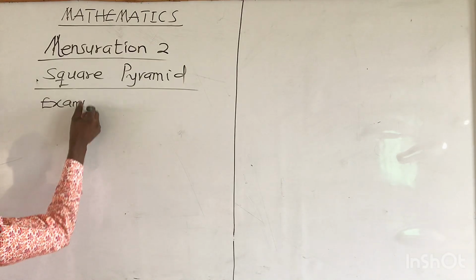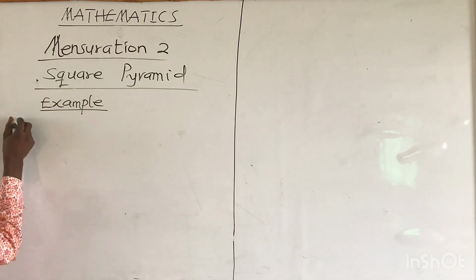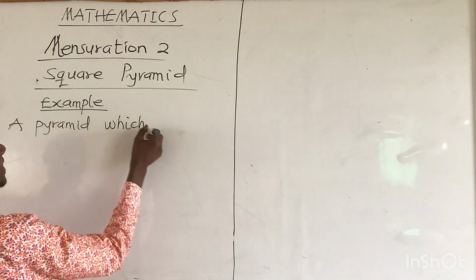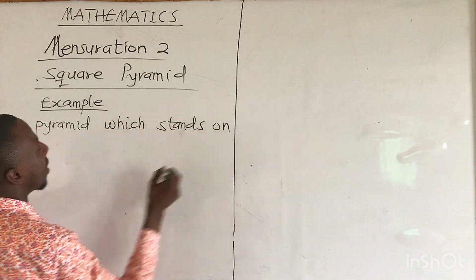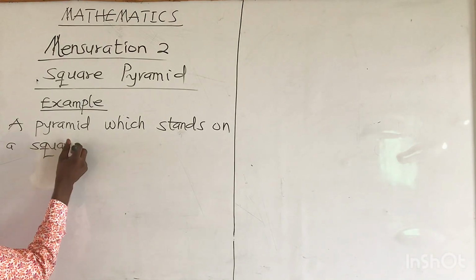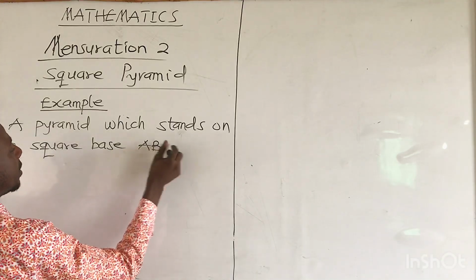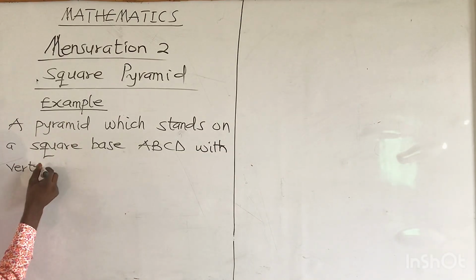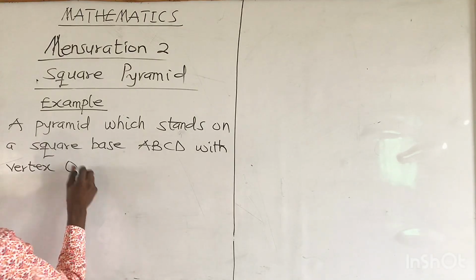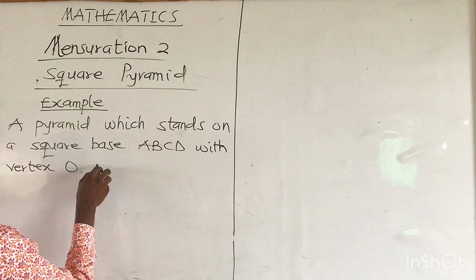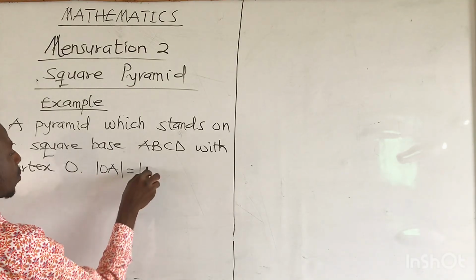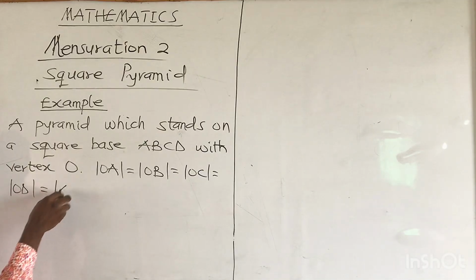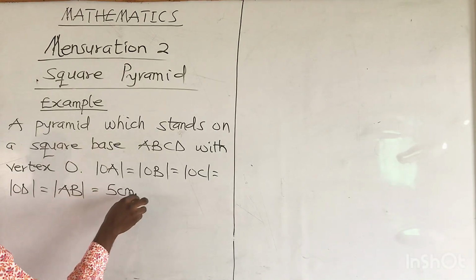Example. A pyramid which stands on a square base ABCD with vertex O. OA is equal to OB is equal to OC is equal to OD is equal to AB is equal to 5 centimeters.